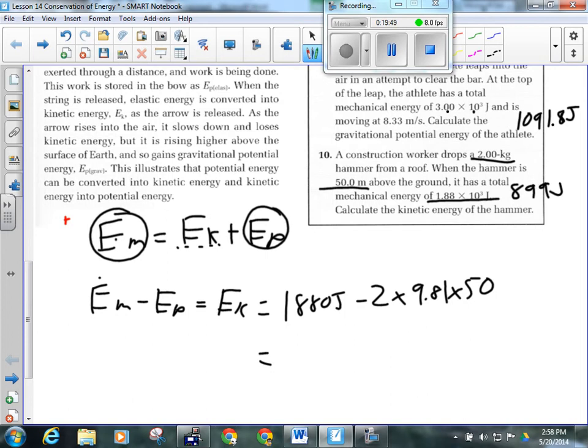Okay, so is this making sense? All we're doing is manipulating this formula right here. Now we're going to get more complex than that as we go along today, okay? But that's where we're starting at.